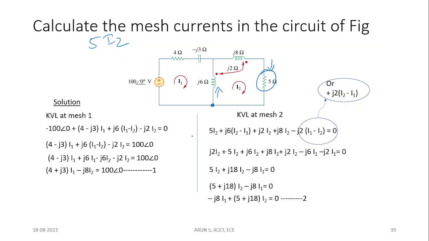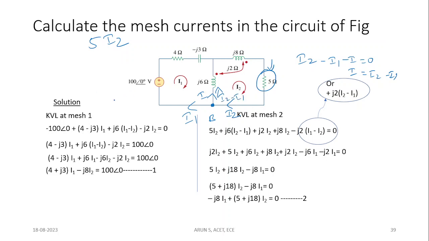I'll just consider this node B. Here I2 is flowing in this direction, I1 is flowing in this direction. I want to know the current I flowing in the upward direction. Apply KCL simply: I2 is entering, I1 is leaving, and I is also leaving. So I will be equal to I2 minus I1. So I2 minus I1 is the current flowing through this J6. So I'll write I2 minus I1.